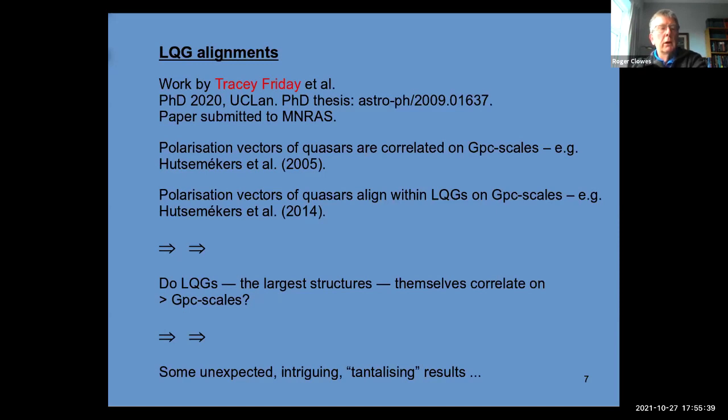2005-2014. And this led Tracy to ask, do large quasar groups, the largest structures that we know about, do they themselves correlate on gigaparsec scales? And this led to some unexpected, intriguing, and tantalizing results. And many of you will know that the word tantalizing is code for, while this is interesting, it's not going to be the gold standard 5 sigma results that people like to see.